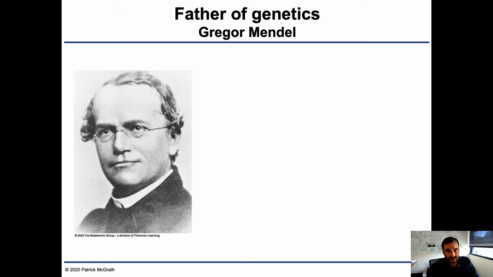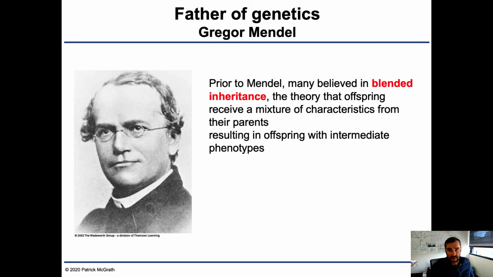So the father of genetics, Gregor Mendel, was a monk, and prior to his work, many believed in blended inheritance. This is the theory that offspring receive a mixture of characteristics from their parents, resulting in offspring with intermediate phenotypes. And so, some of this makes sense. The reason they thought this is because there are a lot of things about the world that fit this model. If you have a very tall father and a very short mother, typically that means that you're going to be kind of in between.